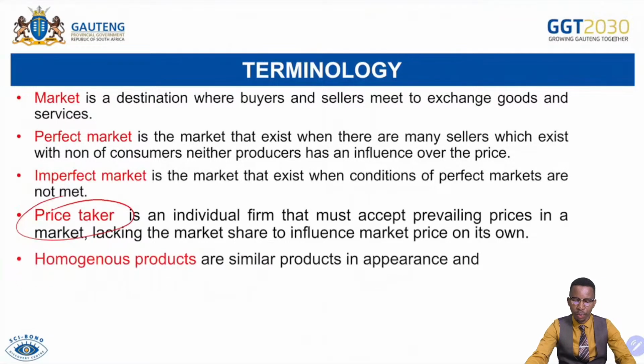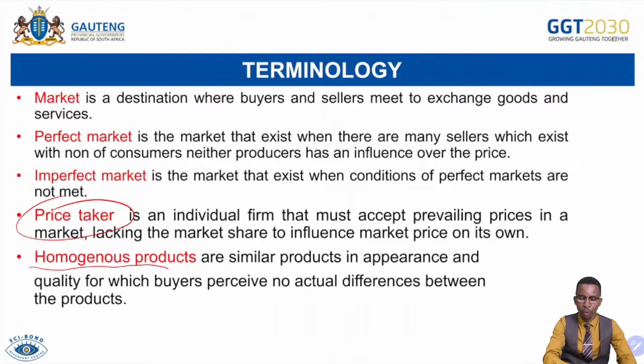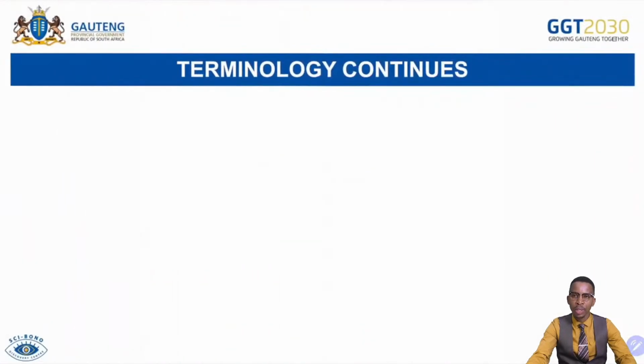Homogeneous product refers to a similar product in appearance and quality, for which buyers perceive no actual differences between those products. So if we say products are homogeneous, we also say they are identical. They are homogeneous and they are also identical. It becomes more difficult for the consumer to see any slight difference between those goods, because they look similar in appearance. The quality is also similar. So in that case, we say those goods are homogeneous. Those are goods that are perfect substitutes for each other.